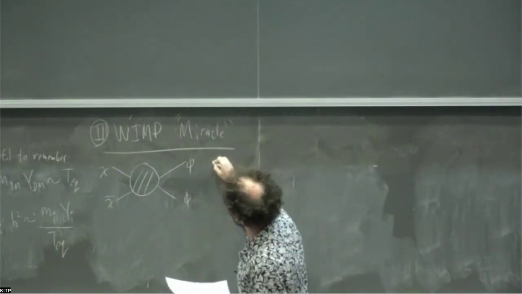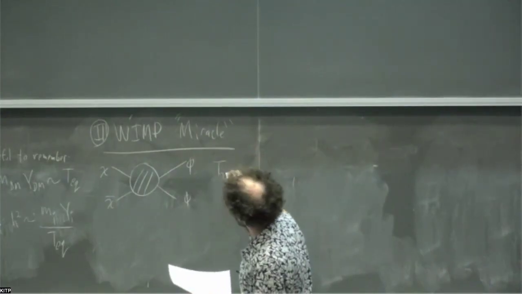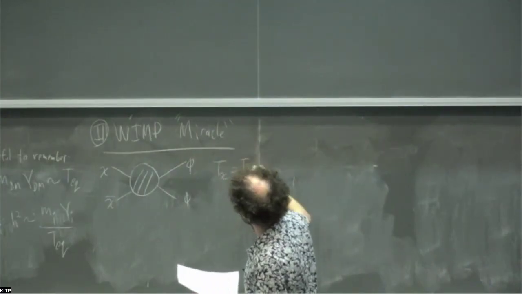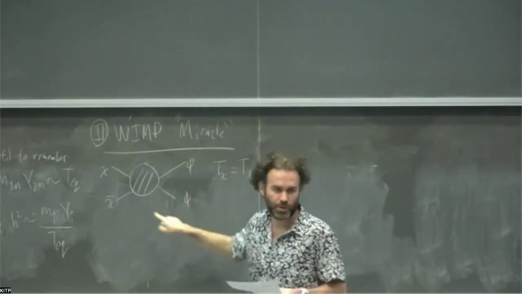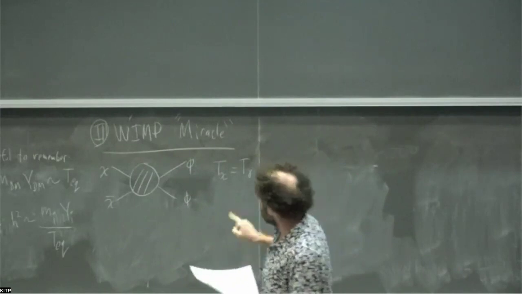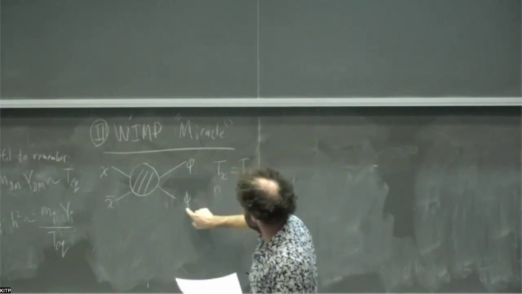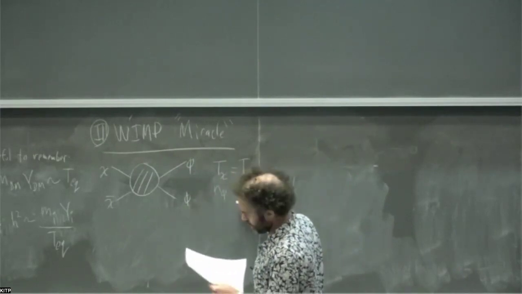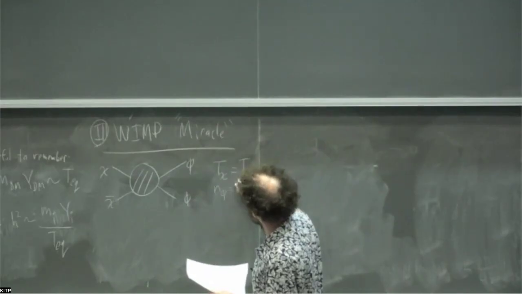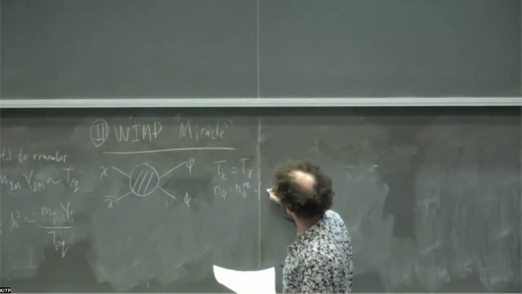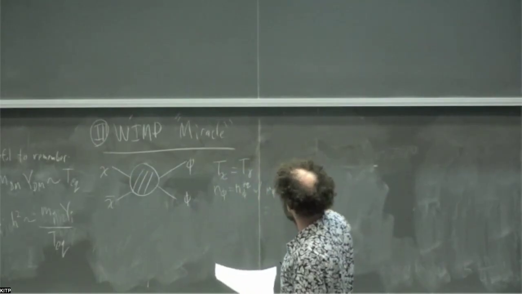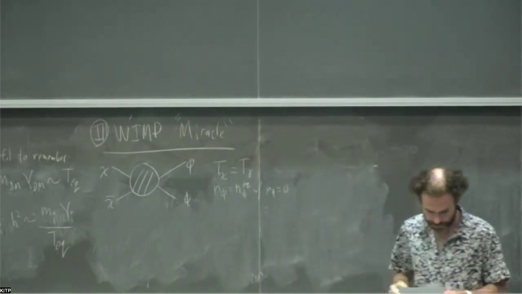I'm going to assume here that the dark matter temperature is the photon temperature, which would, if this is a standard model particle, be just a consequence of this interaction. I'm going to assume that this state is in equilibrium with zero chemical potential, which again would be the case if it's a standard model particle.